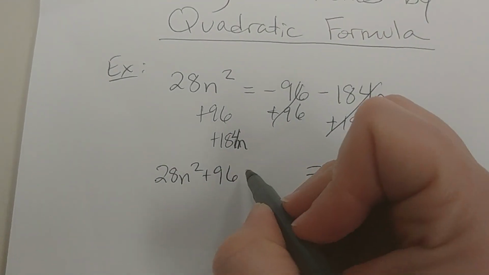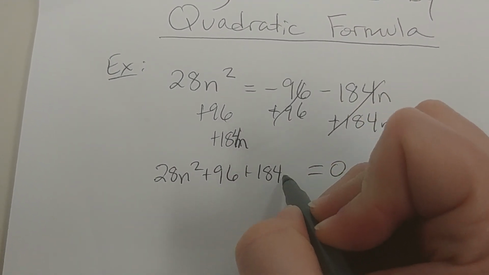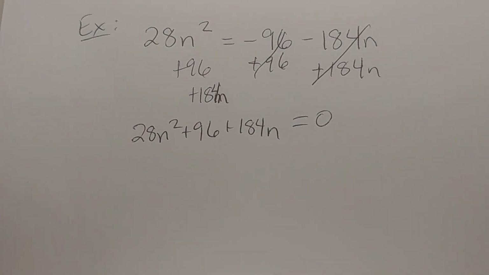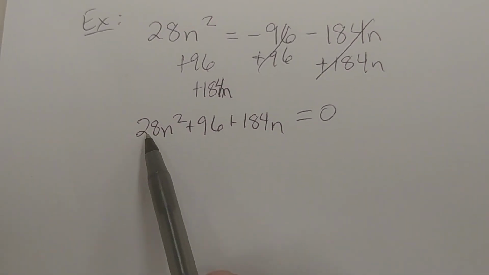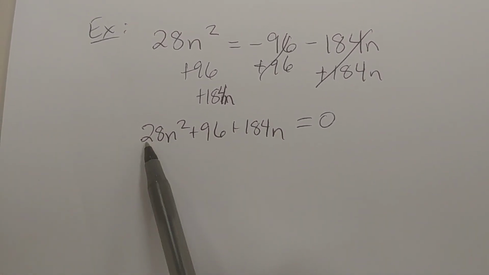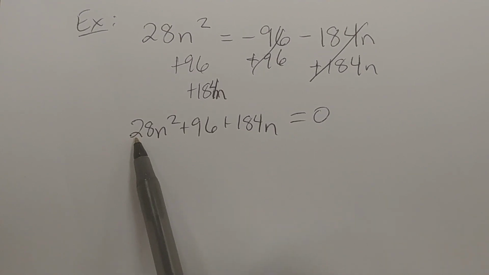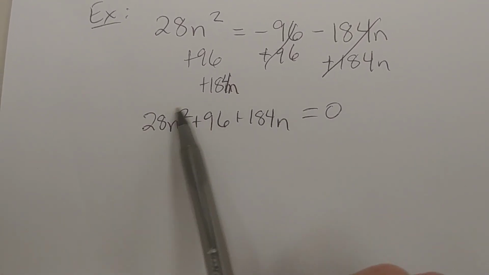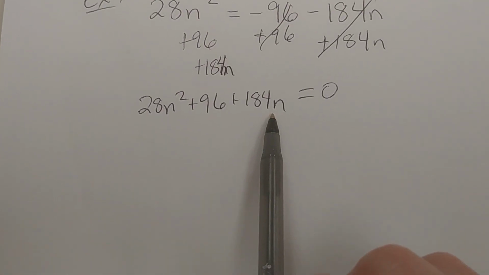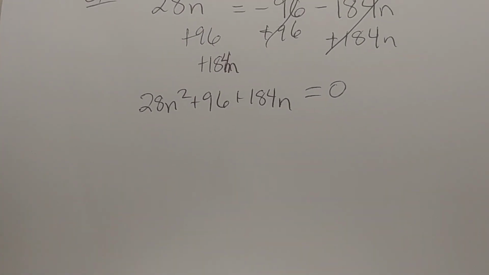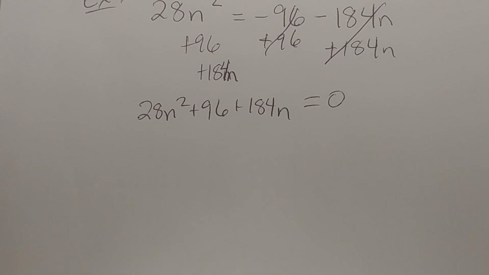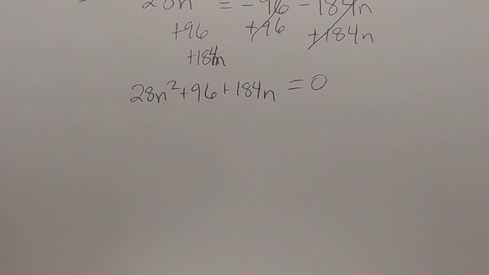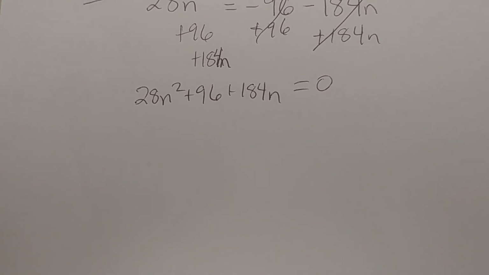plus 96 plus 184n. Okay, now typically at this point I would see if I could divide out anything for these, which it looks like I could divide at least by 4, and that would make these numbers a lot smaller. But we're just going to try straight quadratic formula, so that I'm going to show you that it works whether it's smaller numbers or larger numbers. So these numbers are going to be big, but it's okay.